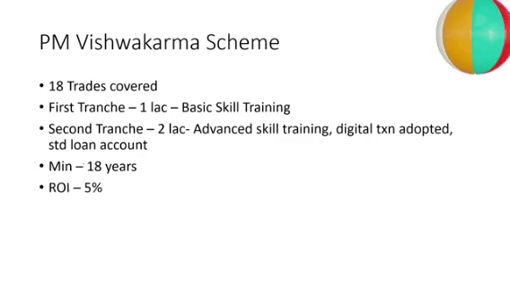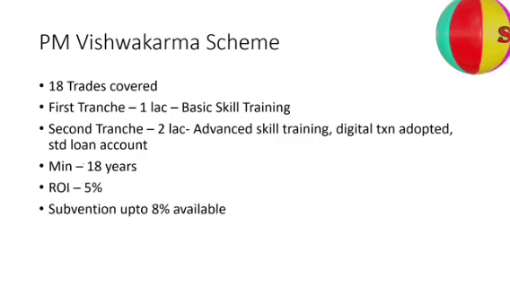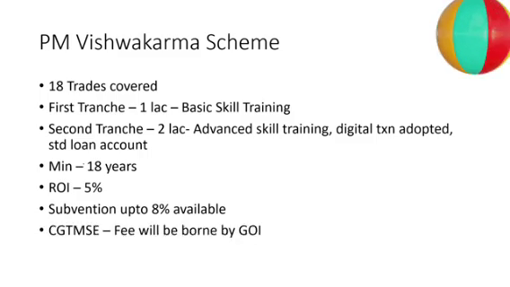Rate of interest is 5% in PM Vishwakarma scheme. Up to 8% interest subvention is available. So the customer has to pay only 5%. The remaining gap will be given by the government. CGTMSE fees will be borne by the Government of India. So who will bear the CGTMSE fee in case of PM Vishwakarma scheme? The sponsor will be the Government of India.